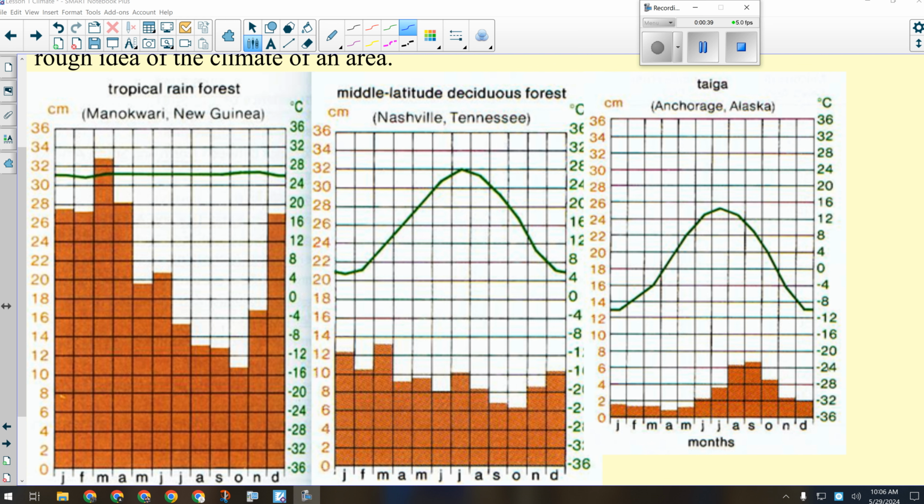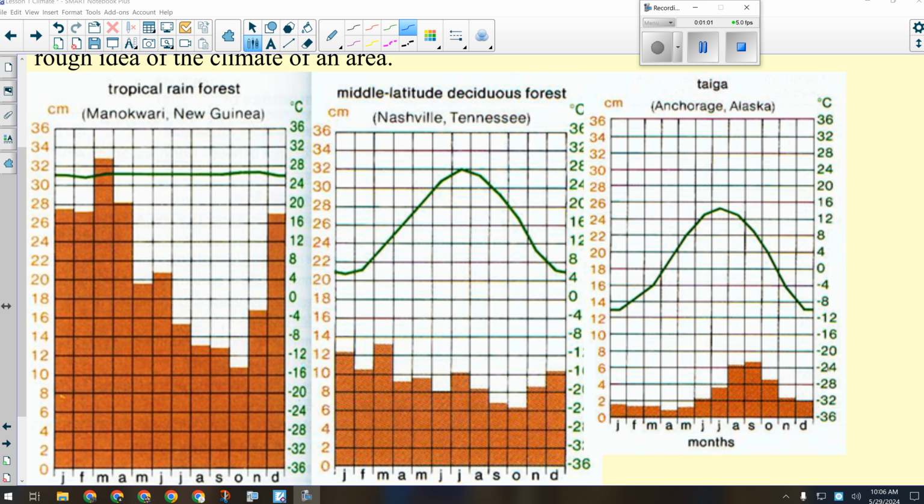It does tell us about temperature. Okay, that's what the line is. Right? It tells us what it is by month. It tells us its patterns. And then it tells us precipitation by month. Those are the bars on the graph. Okay? From those two things, we can infer temperature, obviously, precipitation, obviously. We can also infer light.